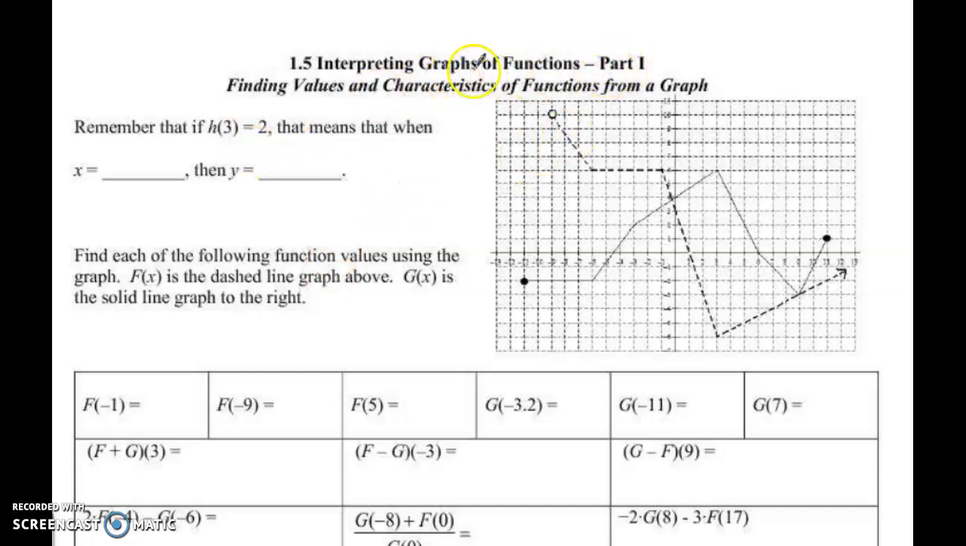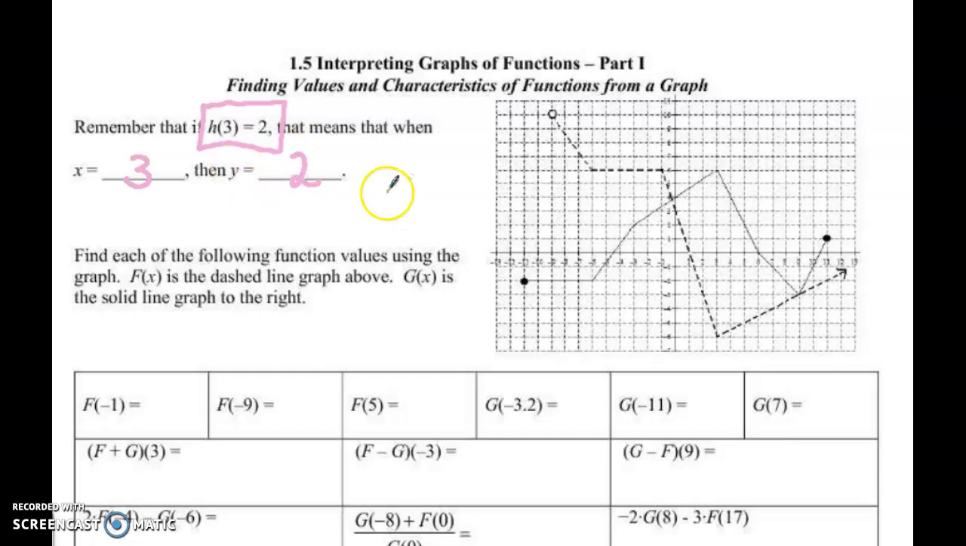So this is the first part of interpreting graphs, 1.5, and what I like most about function notation is we can have two graphs on one. But before we get into the graphs, we can just remind ourselves that this means h of 3 equals 2, meaning that when x equals 3, h of 3 is equal to 2.